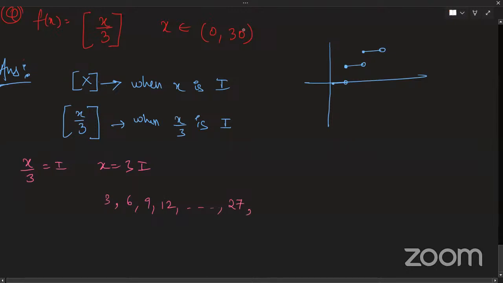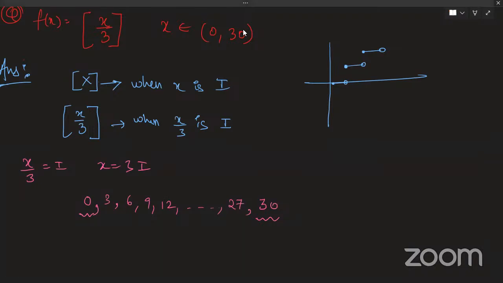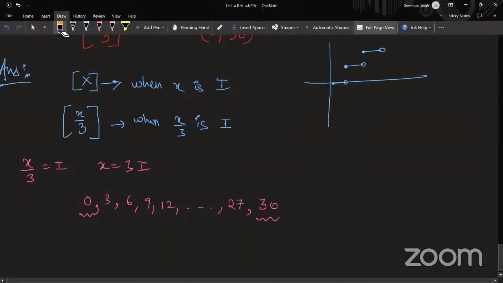Yes, sir. And you have got two values that you will need to check specially. The first value is 0 and the last value is 30. For these two values, you will need to check. So at 0, it is clearly visible. At 0, is it continuous or not? Tell me.